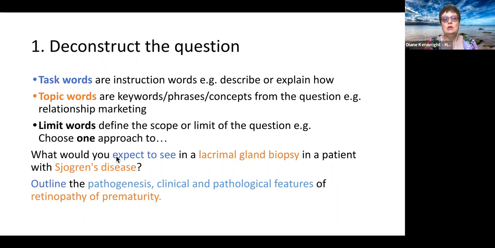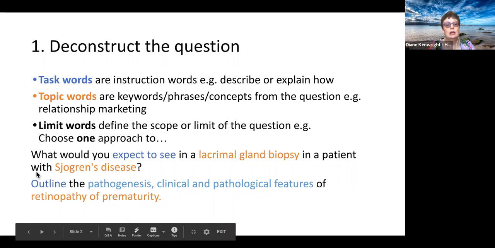So what would you expect to see, that's a task word, in a lacrimal gland biopsy from Sjogren's disease? You would answer that by echoing the question back: these are the things that I expect to see in a lacrimal gland biopsy, implying histopathologically, in a patient with Sjogren's disease. And all they're asking is a list. Yep, a list.